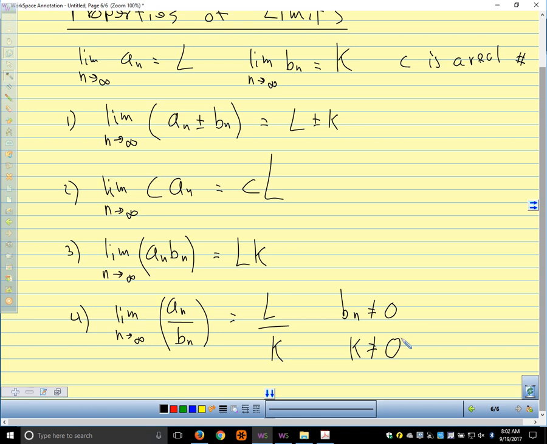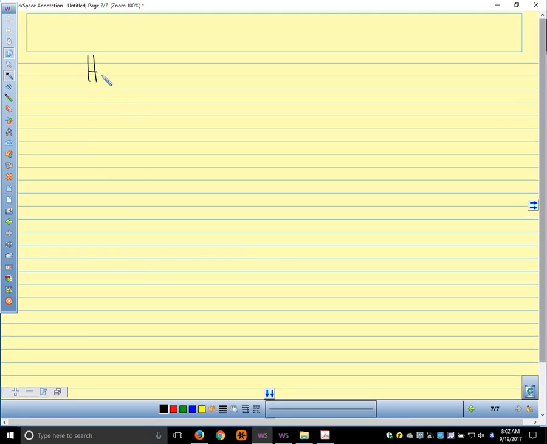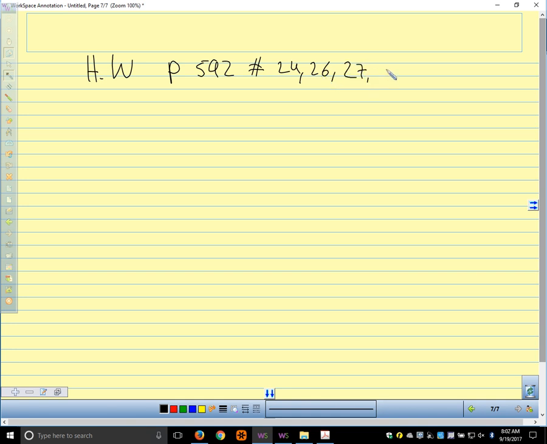Our homework tonight, I think, is just looking at sequences, maybe recognizing some patterns, and maybe finding some limits. All right, there we go.